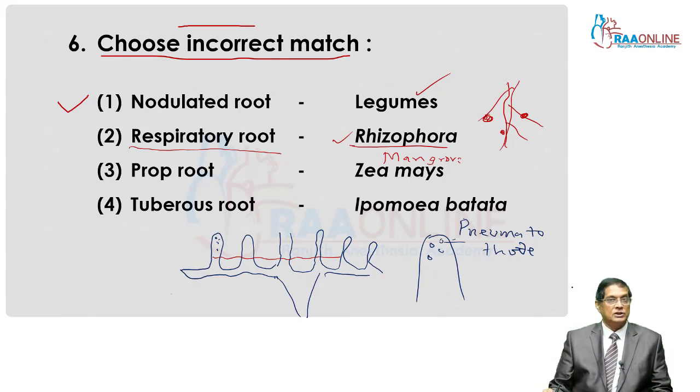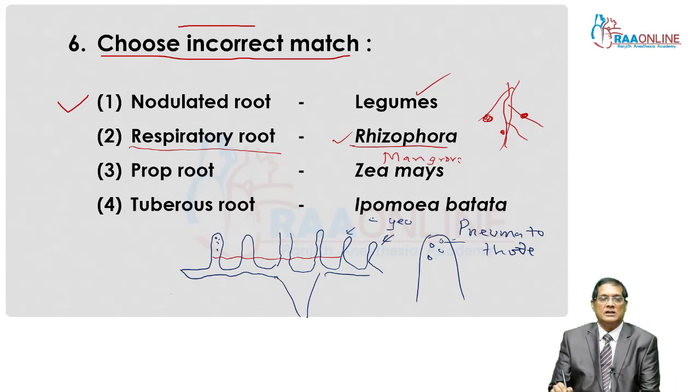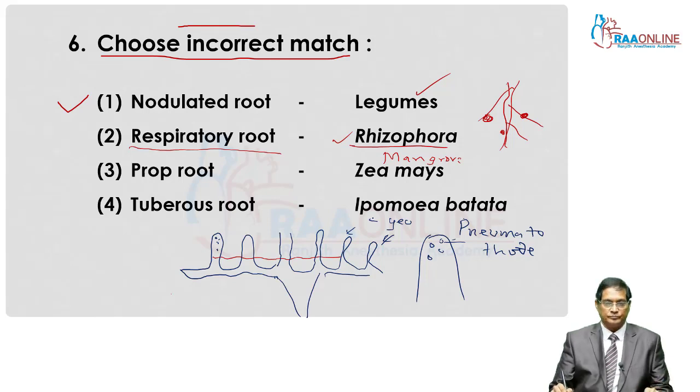Because the soil is oxygen deficient, it's a modification, and these roots which are showing on the outer side of the soil are negatively geotropic or ageotropic. Second, having pores through which exchange of gases takes place. That's why they are kept under respiratory roots. Now prop root. Modified adventitious root.